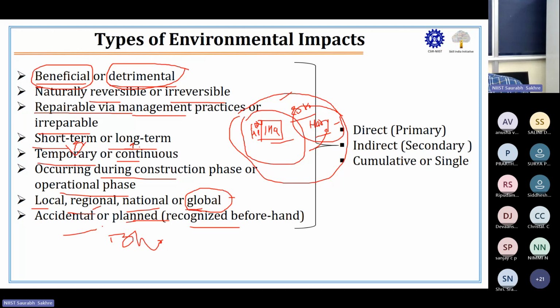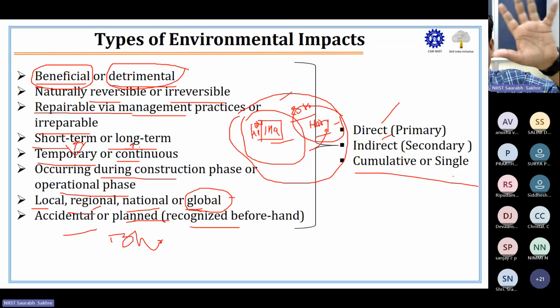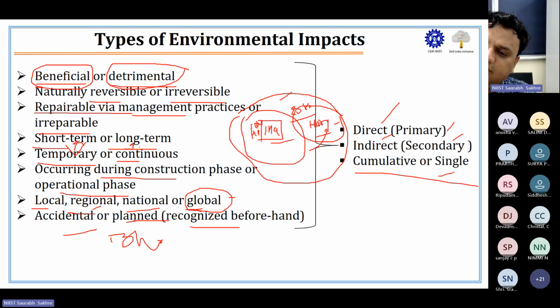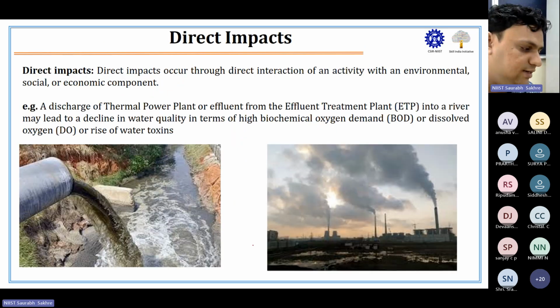Now, all these impacts can be categorized into three types: direct or primary impact, indirect or secondary impact, and cumulative or single impact. You have to keep this in mind. This is very important. Now I will explain what a direct impact is, what an indirect impact is, and what a cumulative impact is, in light of all the impacts I have shown you here. First we will understand direct impact.